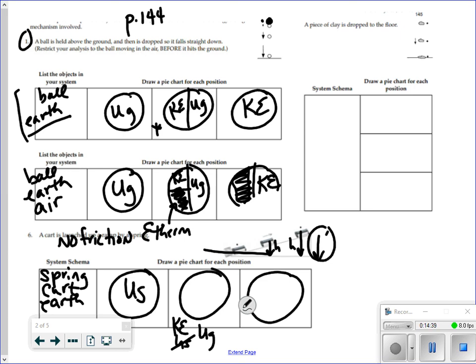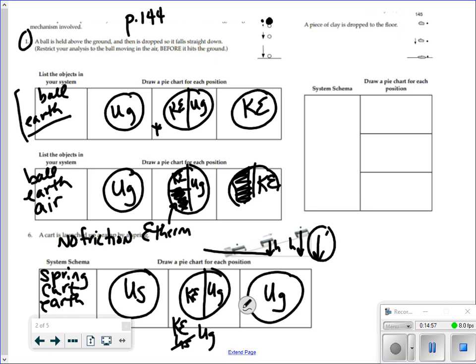Now again, up to you if you want to go half and half on these, or if you want to split it in some other amount. But you should realize that we have stopped, and we've got that height. So everything else here must be UG because, again, the spring's no longer compressed.